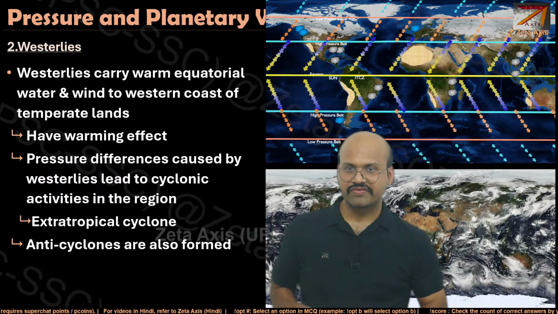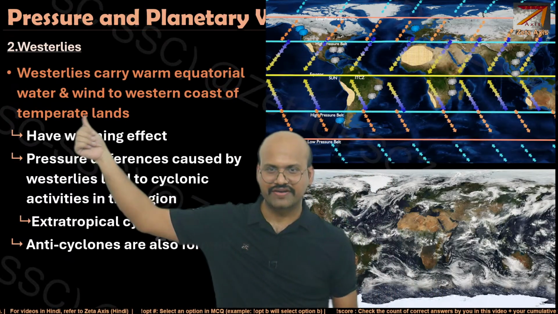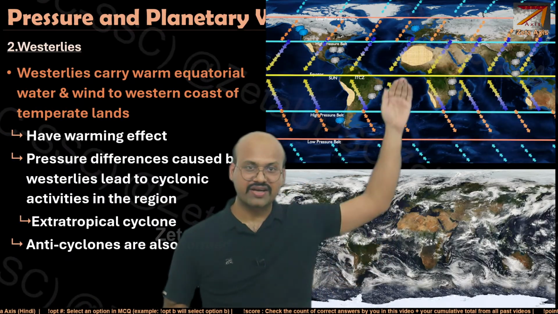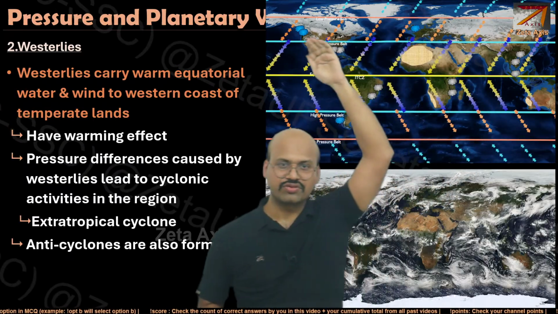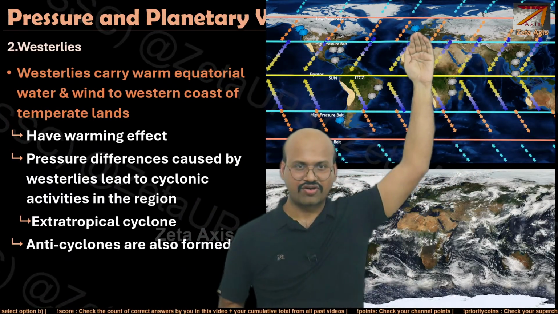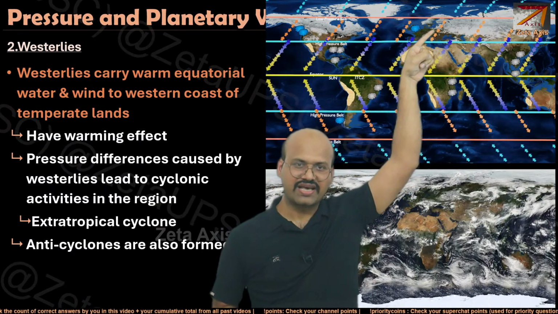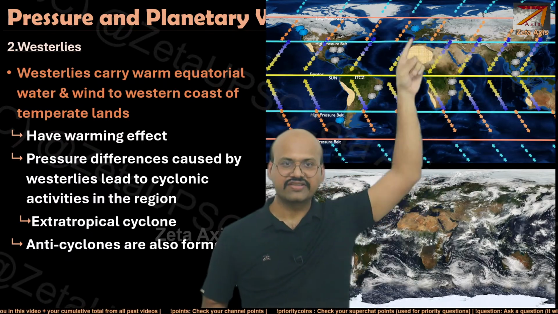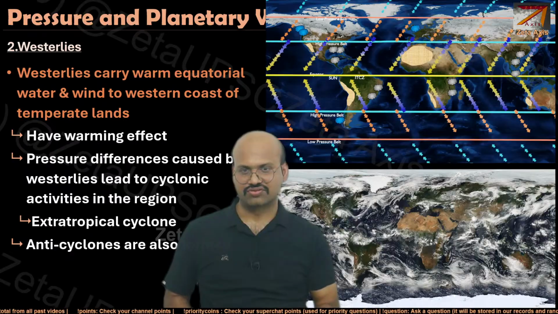Now if you see further characteristics of the westerlies, westerlies carry warm equatorial water and wind to the western coast of temperate lands. So what are temperate lands? Temperate lands are regions in these latitudes, which we call the temperate region. So on the western margin of the continents, westerlies will bring rainfall because they are onshore over here. They are moving from the ocean towards the land, and that is why these regions will have rainfall in the westerly zone.